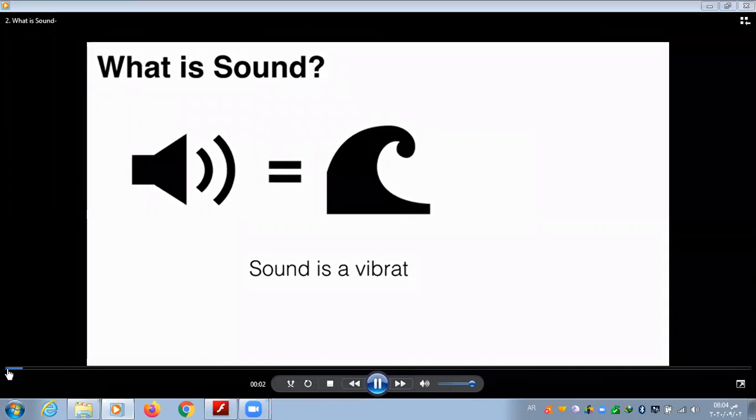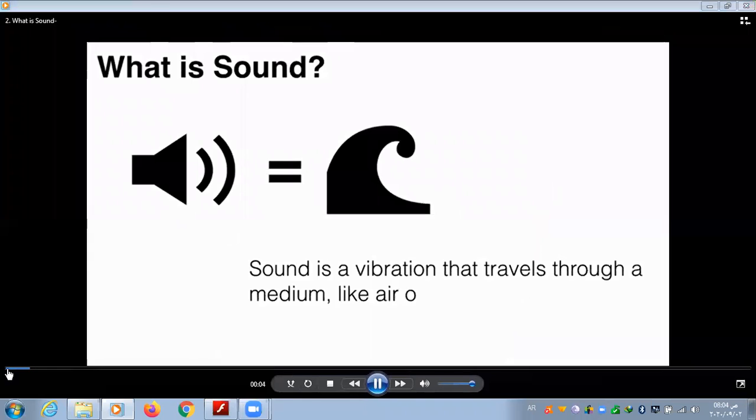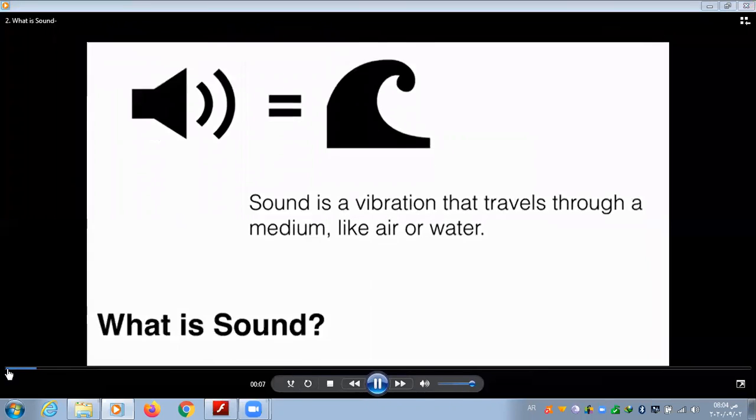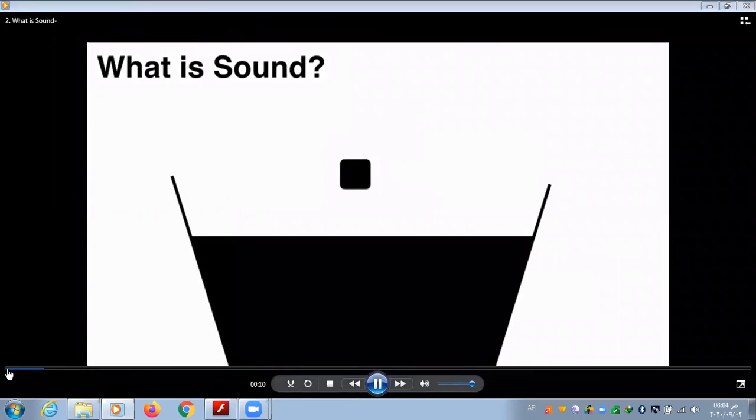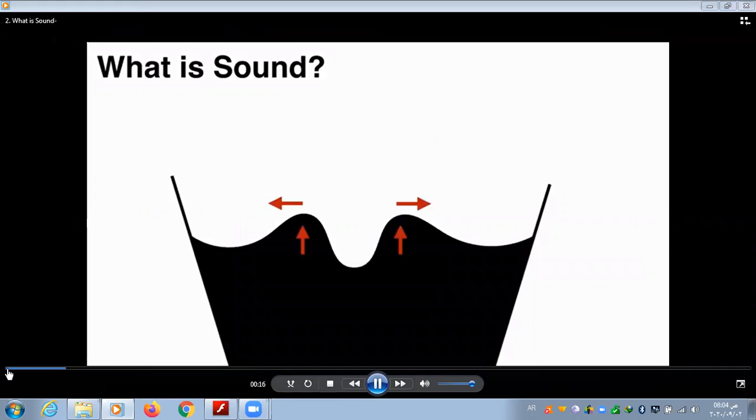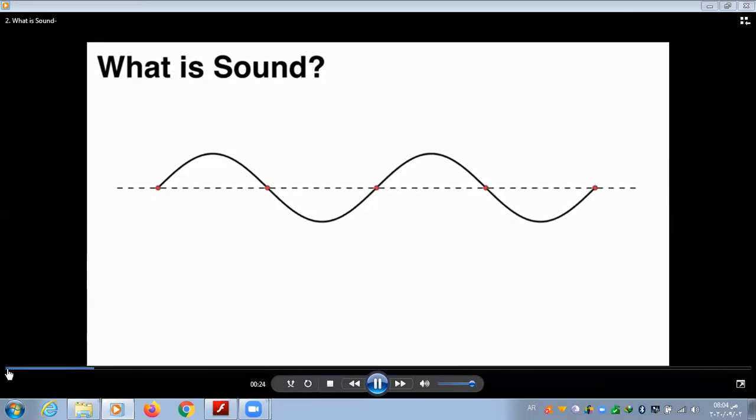It's a vibration that travels through the medium, like air or water. If you drop a rock into a bucket of water, you disturb the surface of the water and create ripples or waves which travel away from the impact. The ripples cause the height of the water to change, going up and down, as the wave moves away from the splash. These waves are visible with our eyes and have a number of properties.